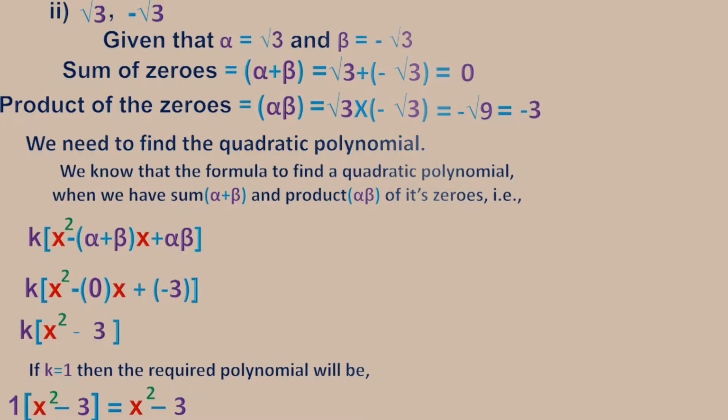Similarly, let us see the third problem. So here in the third problem, the two zeros are given as 1 by 4 and minus 1. So let us take the first zero as alpha and the second zero as beta. So here alpha equals 1 by 4 and beta equals minus 1.